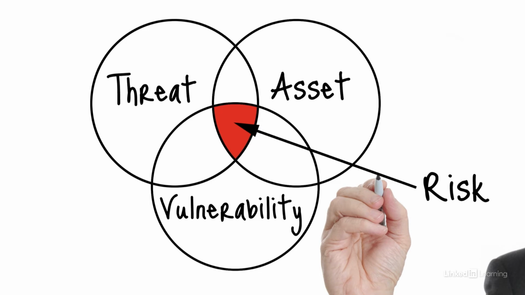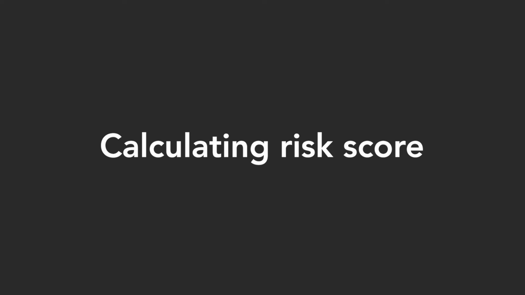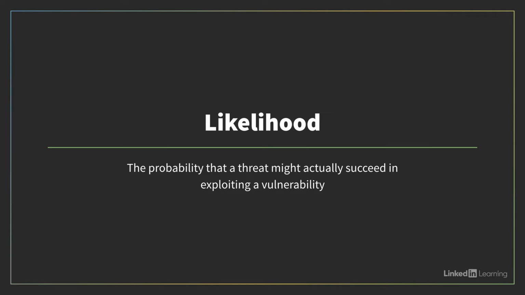During your risk assessment, you'll identify the threats and vulnerabilities about which the organization should be concerned, and then you'll score the potential likelihood and the potential impact of each risk. Likelihood is the probability that a threat might actually succeed in exploiting a vulnerability. Let's look at malware as an example.